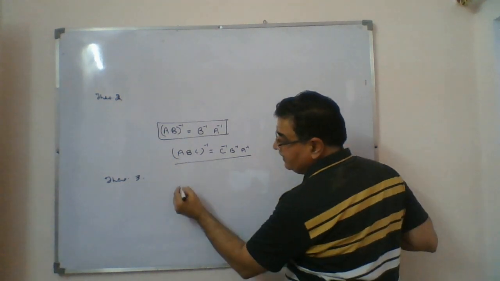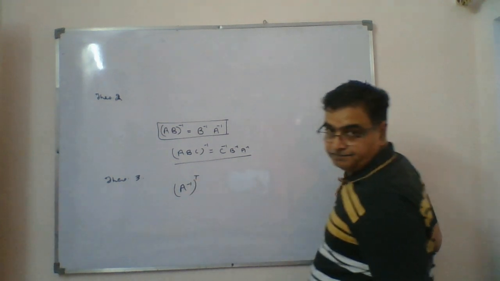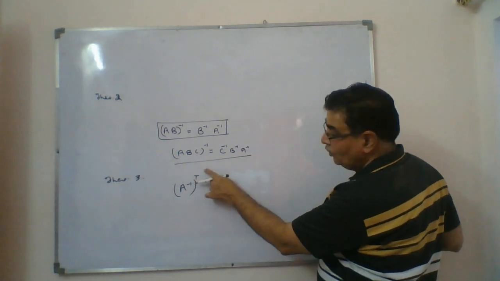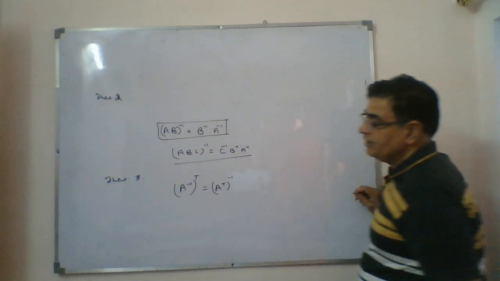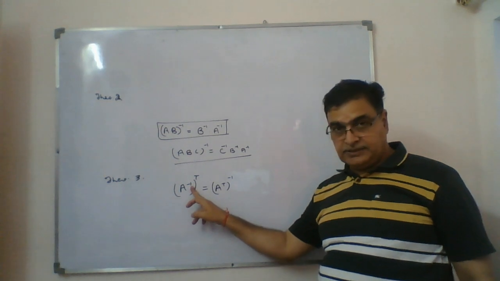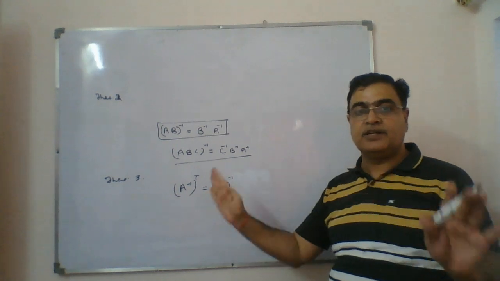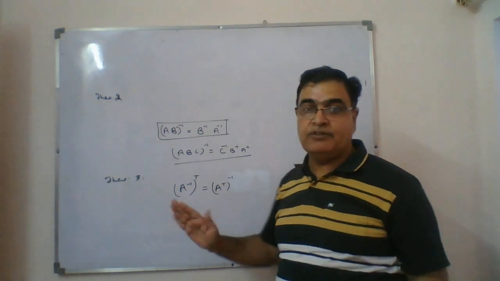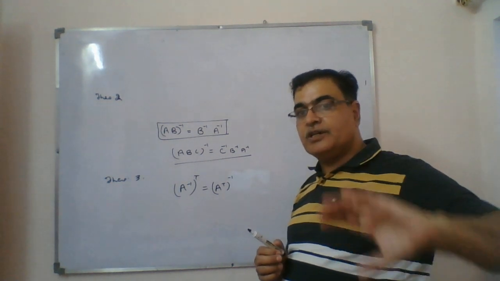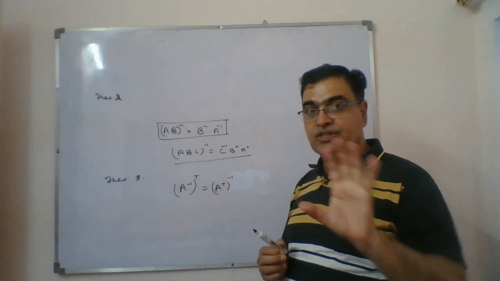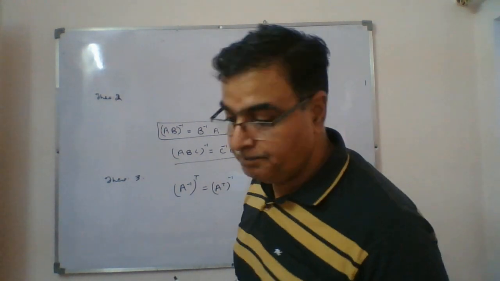Theorem number 3 says that if you take A inverse whole transpose, it can also be taken as A transpose inverse. First you take the inverse and then take the transpose, or you take the transpose and then you take the inverse, the result comes out to be the same. So this way you will have these three theorems. More theorems are there, but we'll do them after completing determinant, because we left determinant in between. So first we'll complete that and then we will come to more theorems.